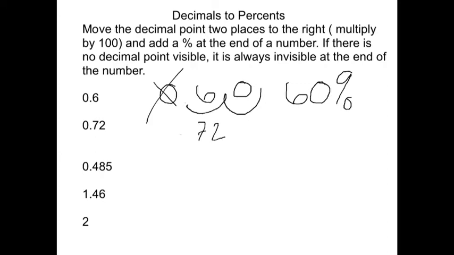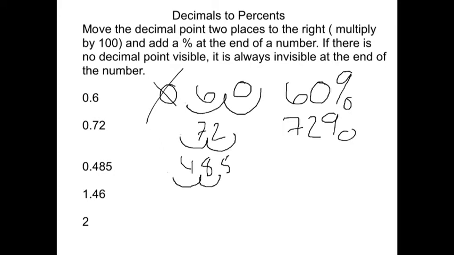0.72, we take the decimal point and move it 2 places. It's at the end of the number. We don't need it anymore. So it's 72%. 0.485. I don't need that 0 as the first placeholder. I don't need to write that. Move it 2 places. Well, it's still in the middle of the number, so I'm going to leave the decimal point.